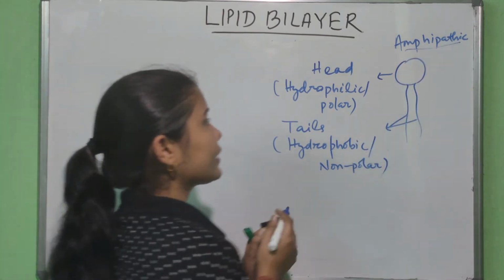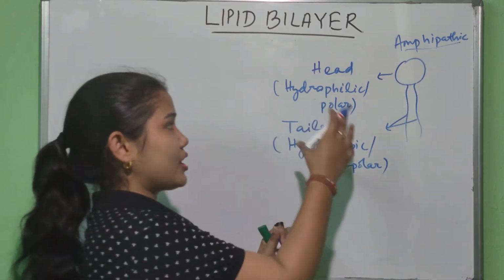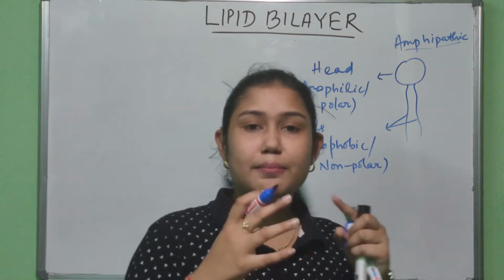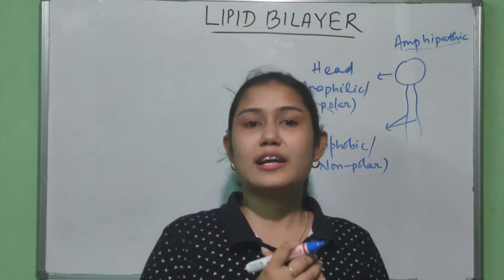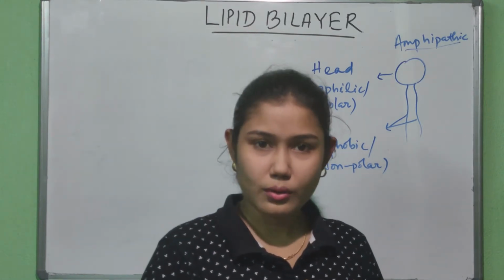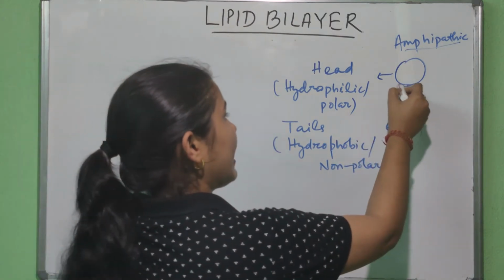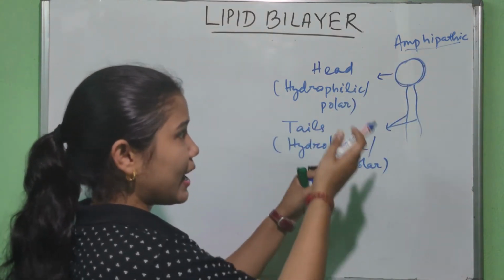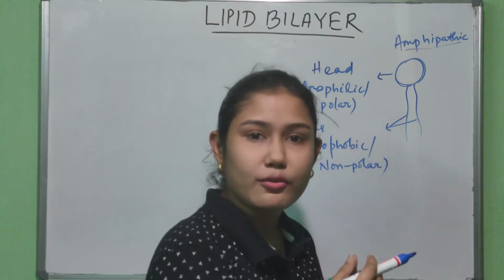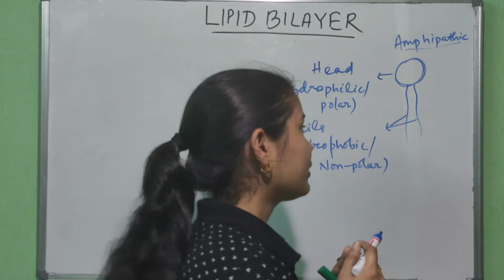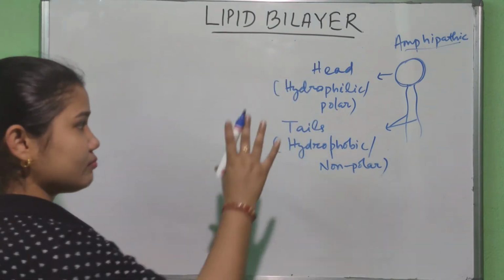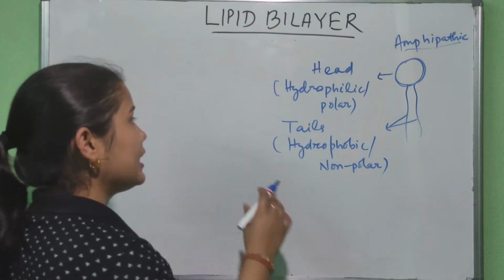Okay, clear? If we consider the arrangement of lipid in the plasma membrane, the organization of the lipid bilayer is held by the hydrophobic interaction. The head of the bilayer always faces towards the extracellular or the intracellular aqueous space or phase, and the tails face towards each other. Clear?